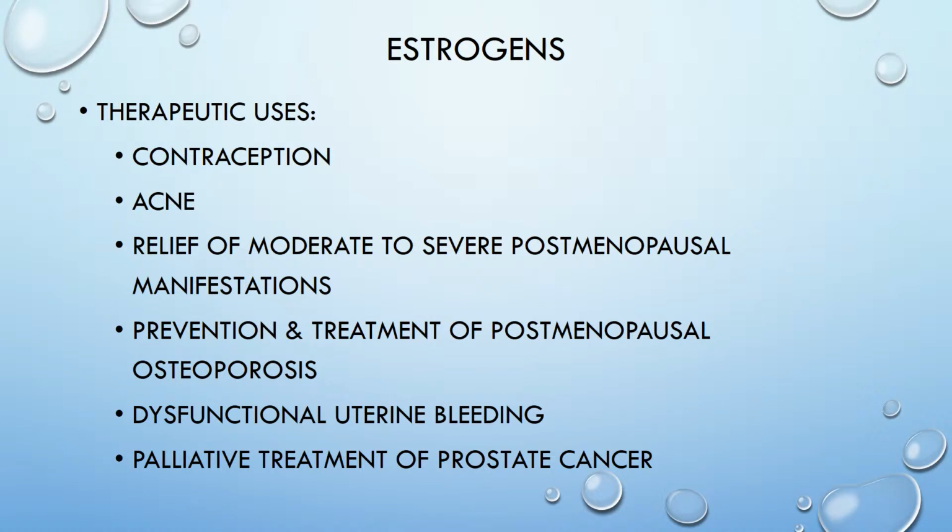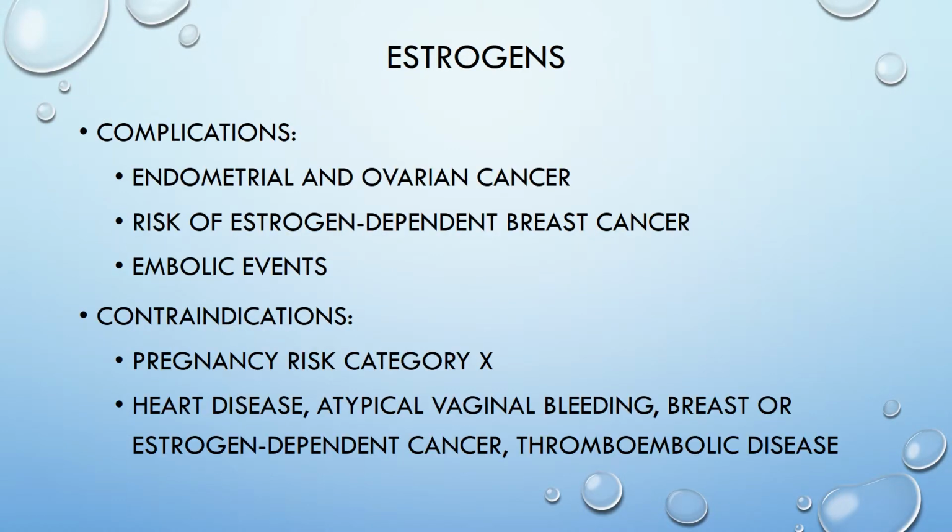Therapeutic uses: contraception, acne, relief of moderate to severe postmenopausal manifestations, prevention and treatment of postmenopausal osteoporosis. So this will help reduce fractures, dysfunctional uterine bleeding, and palliative treatment of prostate cancer. Complications: endometrial and ovarian cancer. So this is going to be used more in the postmenopausal therapy. Progestin can be added to the estrogen to help prevent the types of cancers.